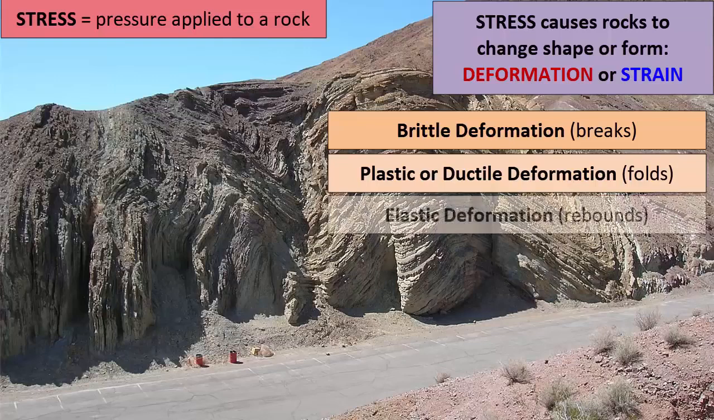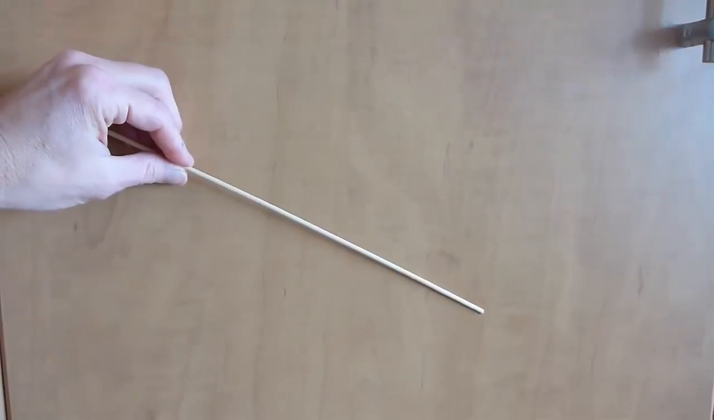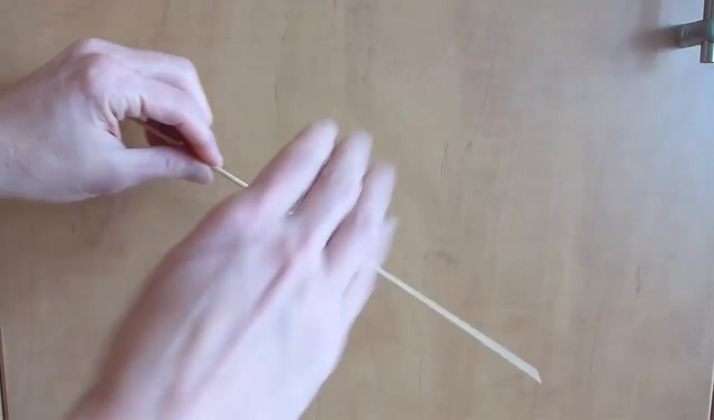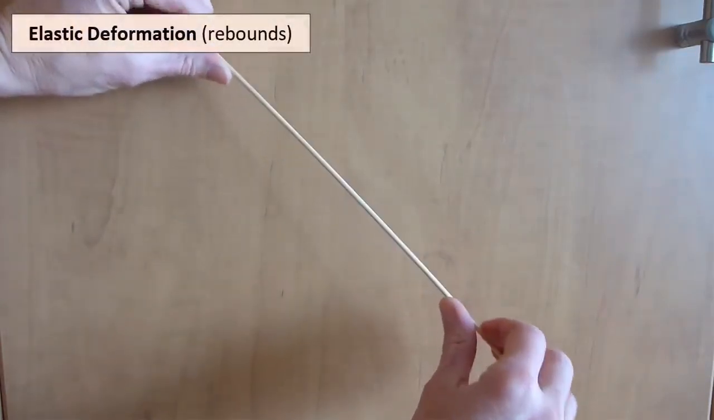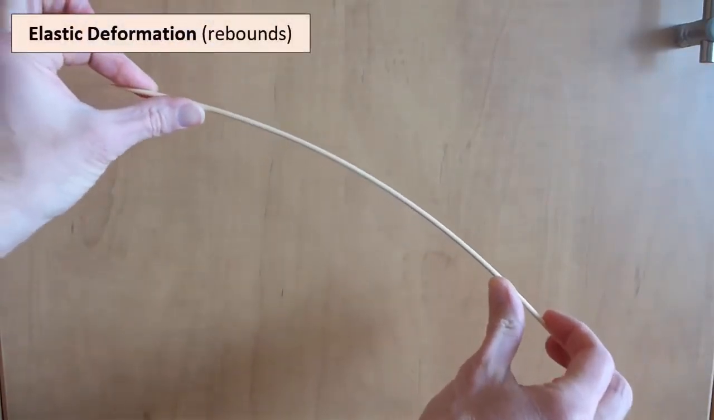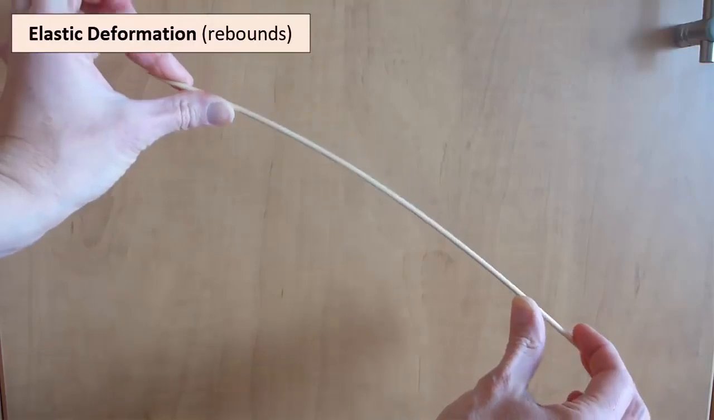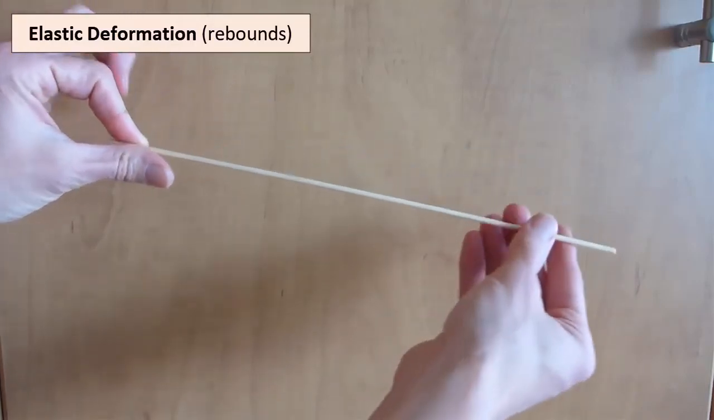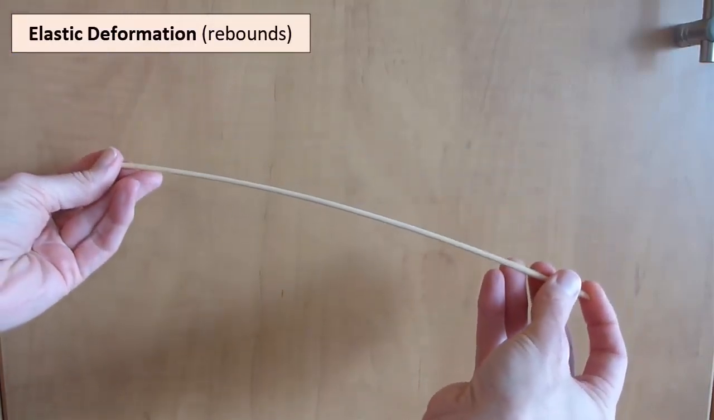And in some cases, strain or deformation of a rock isn't permanent. When the stress is eventually released, the rocks go back to their original shape. We call that type of strain or deformation elastic deformation. Here I will demonstrate all three types of deformation with a wood skewer. Apply some pressure, deform the skewer, release the pressure, and the skewer returns to its original shape. Elastic deformation.